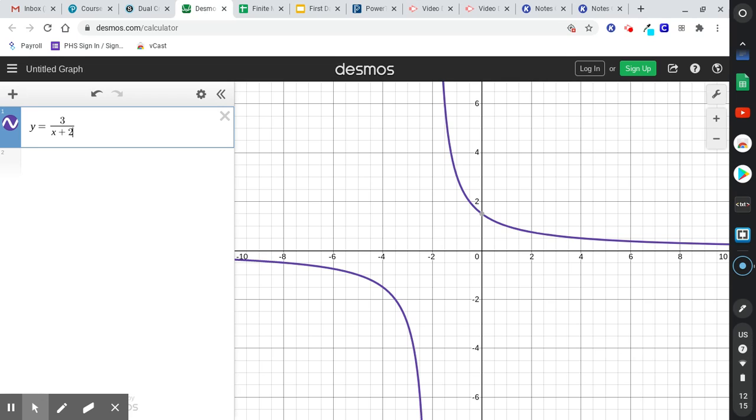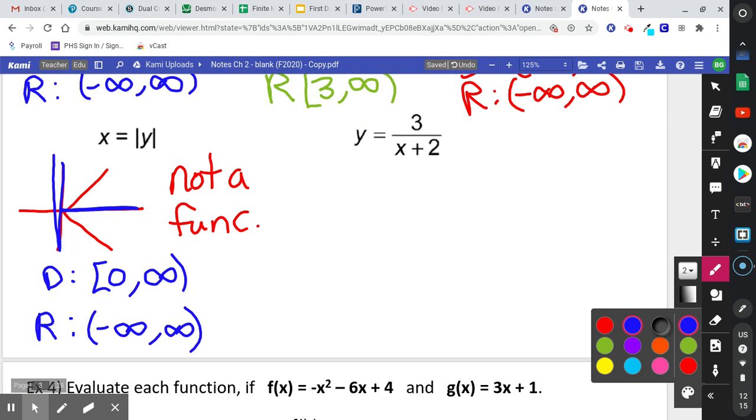All right, so that's a funny looking one. This one has an asymptote, specifically at -2. So check out the graph. We were going to draw a sketch of that. It looks kind of like this.